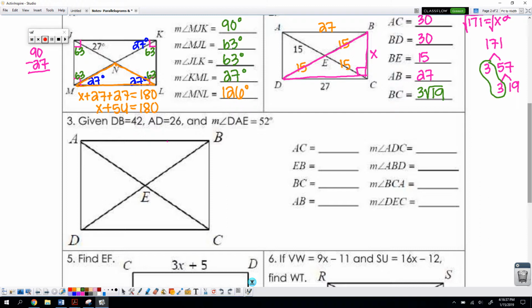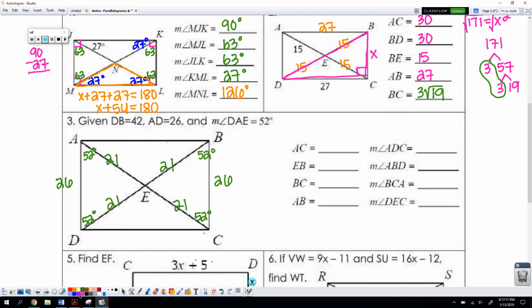Now let's check the next one. It says DB is 42, so we'll need to cut that in half: 21 and 21. It says AD is 26, so we know this one is 26. Oh, and these are both 21 as well. And then it says DAE is 52, which makes this one 52, which actually also makes this one 52, and this one 52.